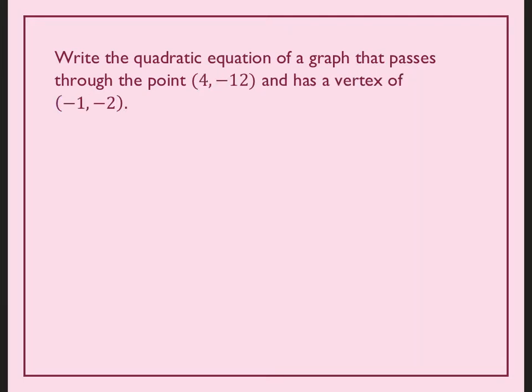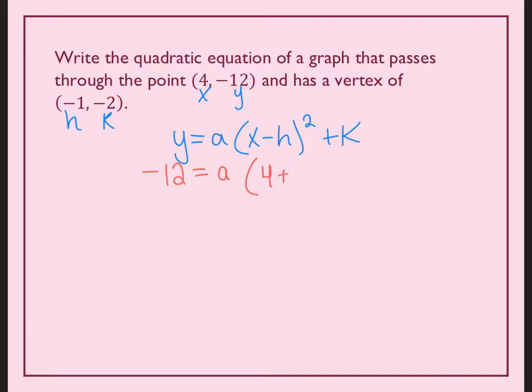Now let's decide which one we're going to do. This one gave us a point and a vertex. The point is not a special point, so we call that xy. The vertex is special, so we're going to use h and k. So in vertex form, y equals a(x minus h) squared plus k. I would always start off by writing that form so I know where I'm plugging in the numbers. Negative 12 equals a. 4 minus negative 1 becomes 4 plus 1 squared minus 2, since k is a negative 2.